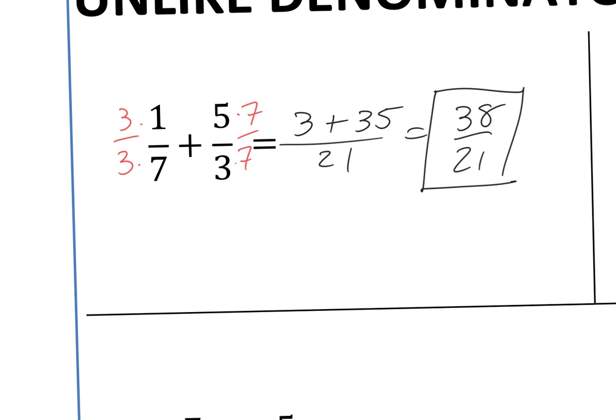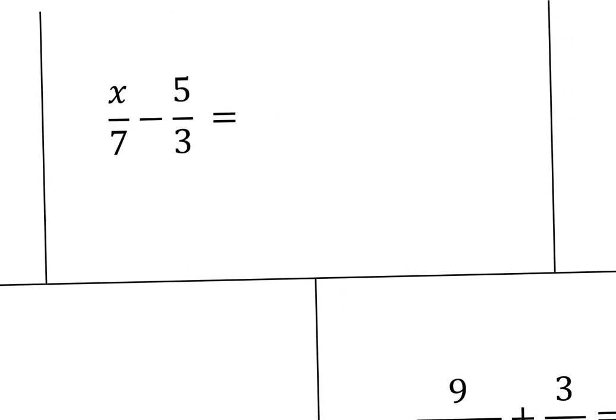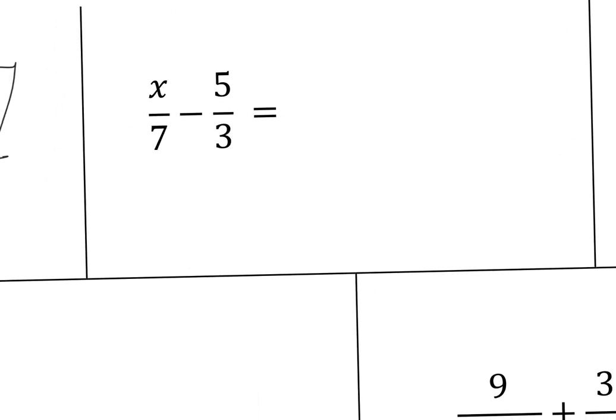But that was just to remind you about how to get common denominators and add and subtract fractions when they don't have common denominators. Now let's take a look at this thing. Well, same idea. Multiply by 3 over 3 and multiply by 7 over 7. What would I have? Well, I would have a 21 on the bottom, and I'd have a 3x minus 35 on top.